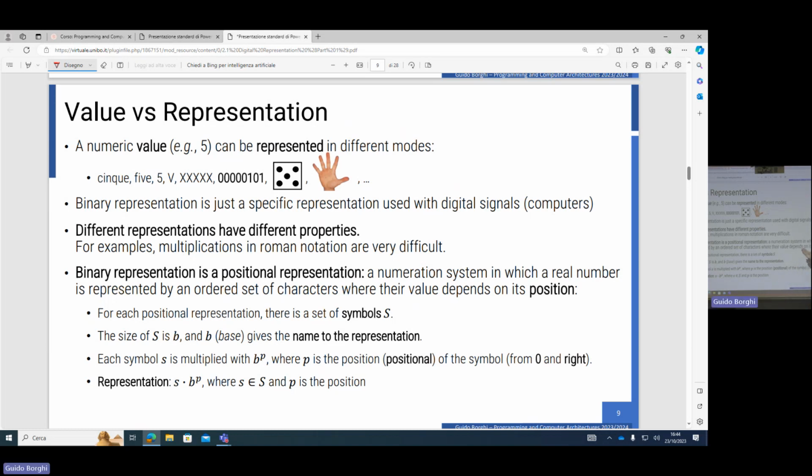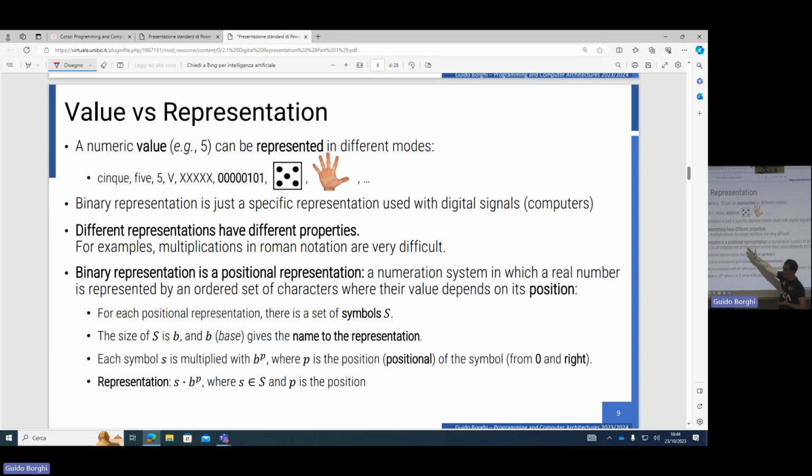For example, what is the meaning of this sentence? If you use the Roman notation, the Latin notation with the letter V, it's very difficult to compute multiplication, for example. You can try to use the Latin representation to do some multiplication, and you will see that it's not so easy. So in this case, maybe it's better to use the decimal representation, our representation. In a computer, it's better to use the binary representation, and we are going to see why.